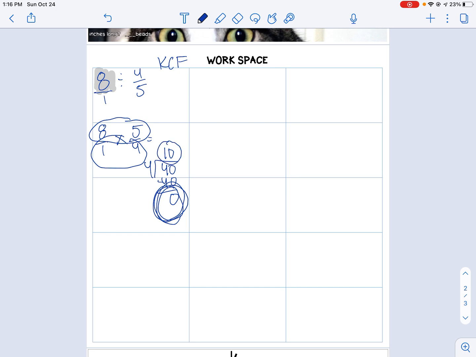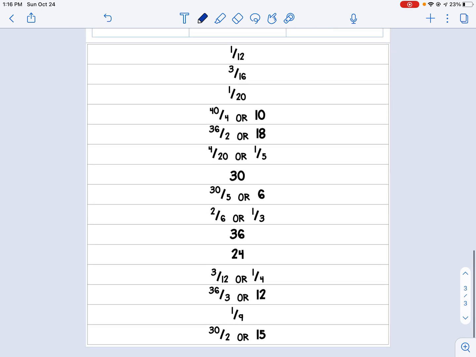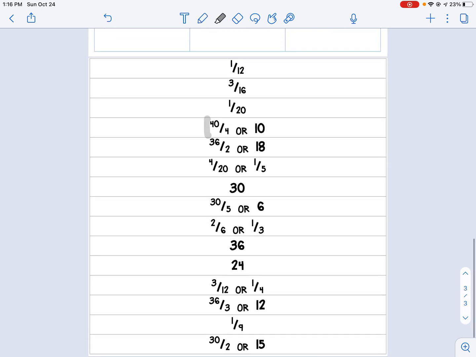Now that I have my answer, I'm going to go check to see if I did it right. So I'm going to go into this page. I'm going to look for 10, and I can see it right here, 40/4 or 10, right? Either one of those answers would be correct.